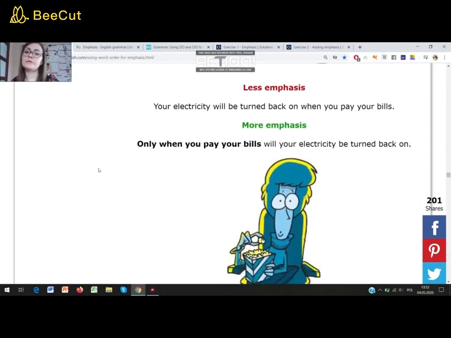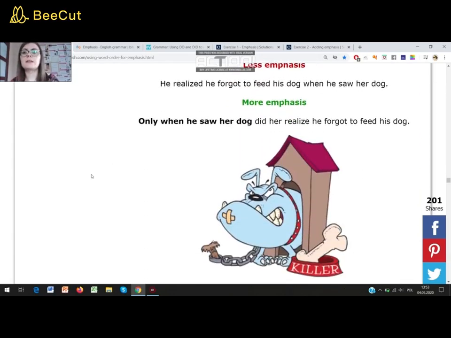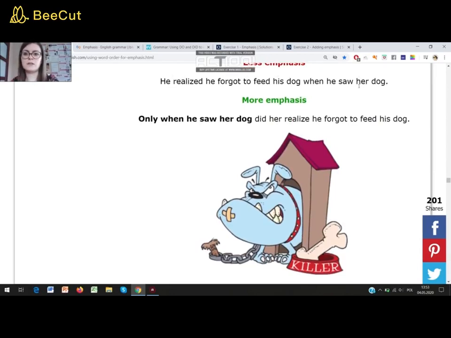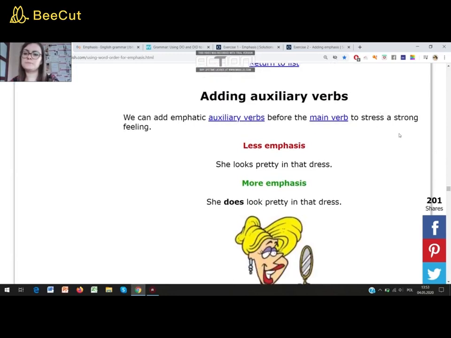Some more, your electricity will be turned back on when you pay your bills. And only when you pay your bills will your electricity be turned back on, right? Another one, he realized he forgot to feed his dog when he saw her dog. When he saw his dog, it should be, of course. Okay, let's skip it.